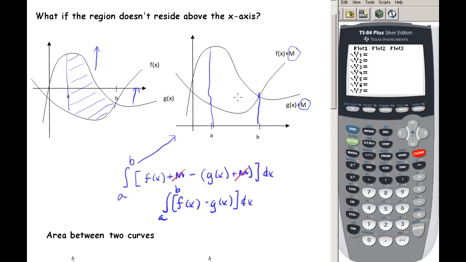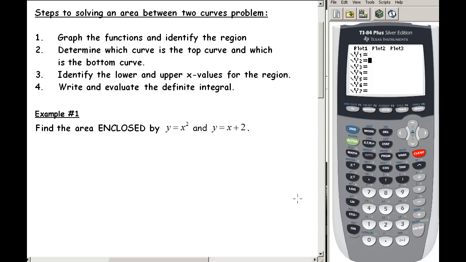So it doesn't matter if it falls below that x-axis, because we can just scoot both functions up. And so we don't even bother scooting them up. We can just take top function minus bottom function. So let's look at an example.